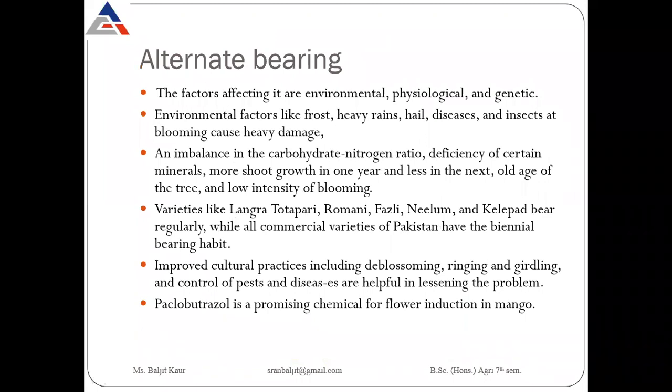Alternate bearing means fruit trees bear fruit in one year and in the next year there is an off year. The factors affecting it are environmental, physiological, and genetic. There is no single factor which affects alternate bearing. There are a number of factors which have an effect on this. These factors are environmental, physiological, and genetic.